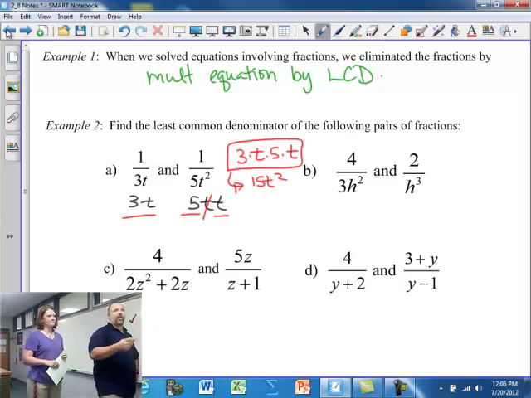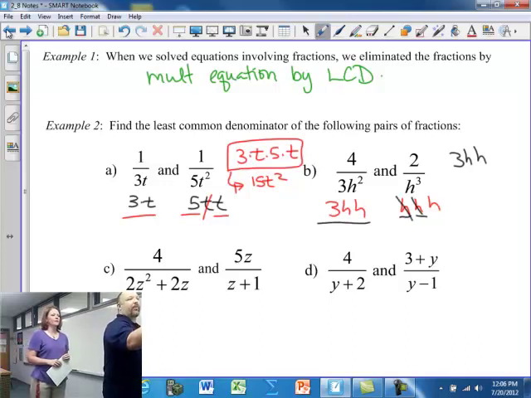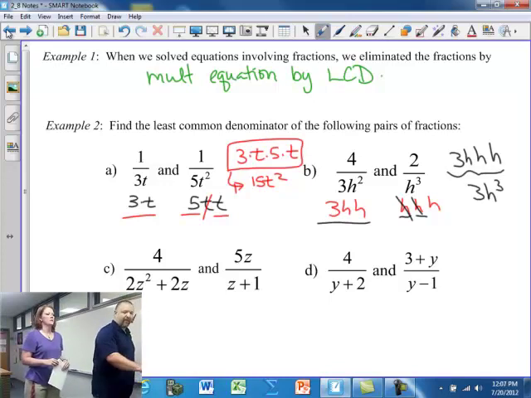How does the second one work? Well, we have 3h squared, which is just 3hh. Then we have hhh for h cubed. Take everything from the first one, 3hh, and only the new stuff. Well, we have 1 h already. We actually have a second h too. We don't have a third one, so we need a third one. So that's going to make 3h cubed as our least common denominator.